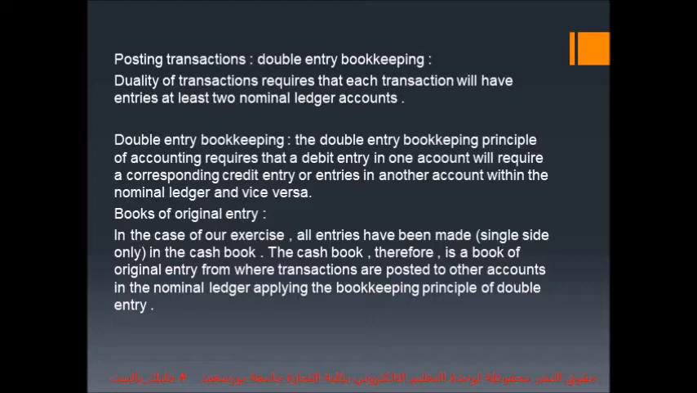Books of original entry. In the case of our exercise, all entries have been made single side only in the cash book. The cash book, therefore, is a book of original entry from where transactions are posted to other accounts in the nominal ledger, applying the bookkeeping principle of double entry.